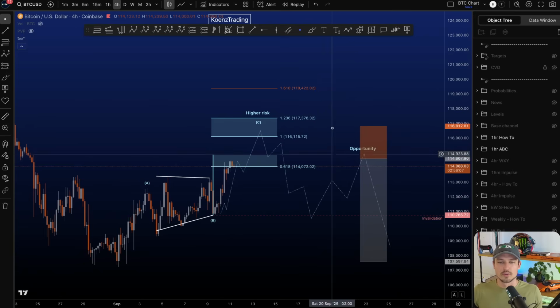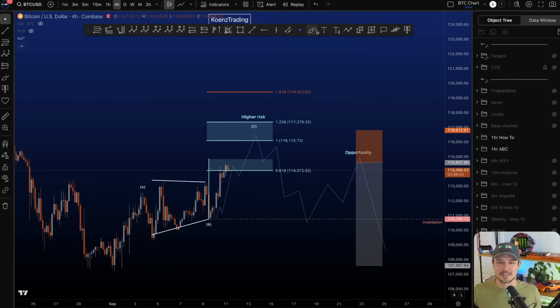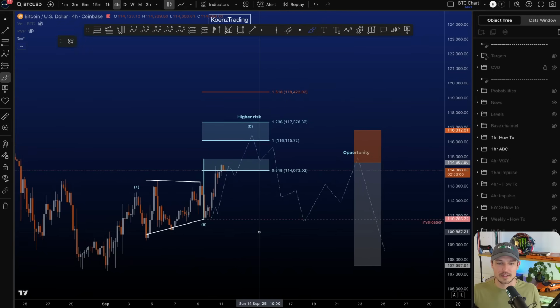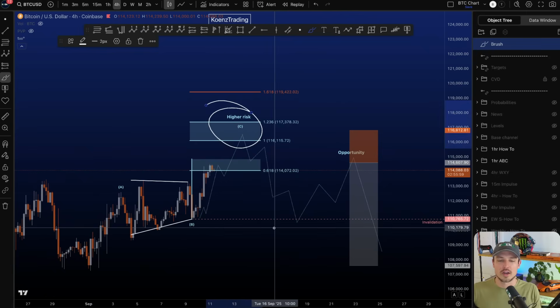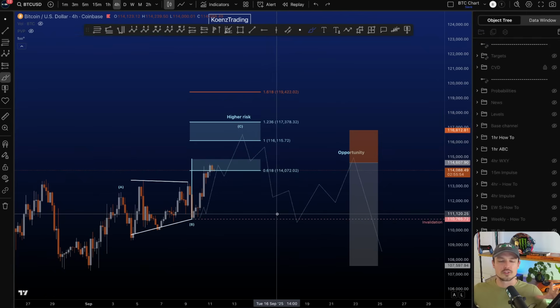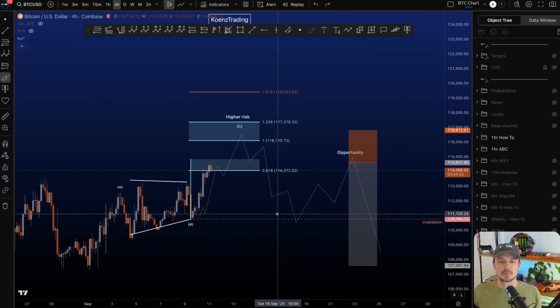some people enjoy more risk. I preferably enjoy safer trading, but you know, everyone has their own risk appetite. Trying to snipe the high of a wave C is high risk, because we have the bullish scenario, which would be continuation to the upside.